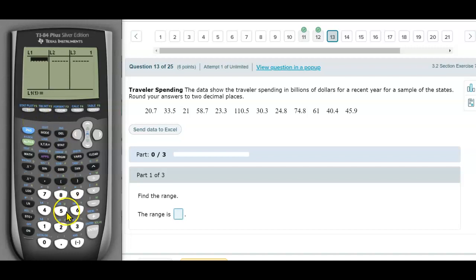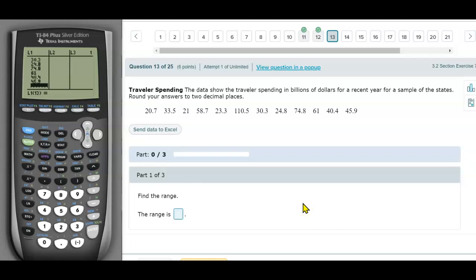Now we're going to enter the numbers. You type in 20.7 and then enter. That's the first number. Then 33.5. That's the second number. And so forth. I'm going to stop recording for now, and I enter all the numbers in, and hopefully they're all correct.